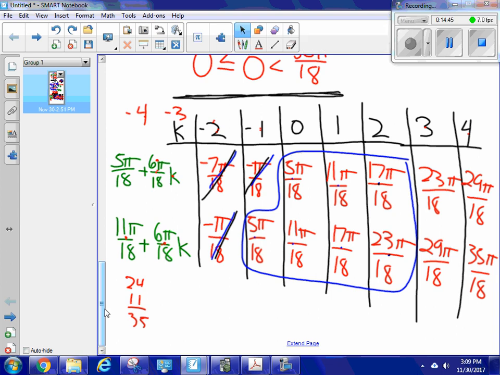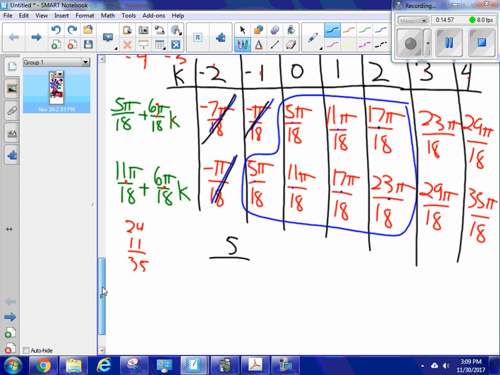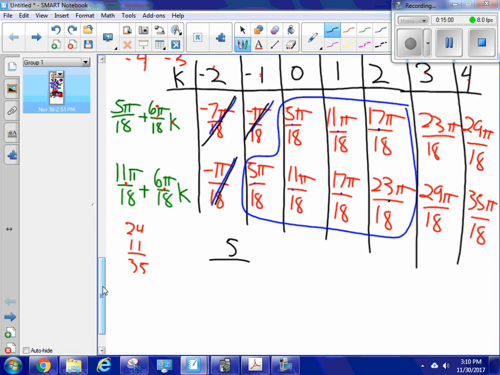How am I going to do this? I think I'll do it down here. Let's see what I can do. Let's try k is equal to 5. Well, if k is equal to 5, 5 times 6 is 30 plus 5 is 35 pi over 18. So that one works okay, which I already had right over here, I notice.